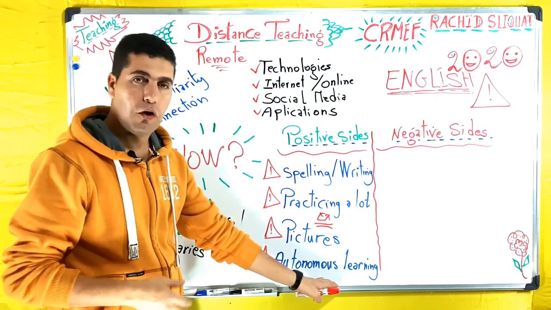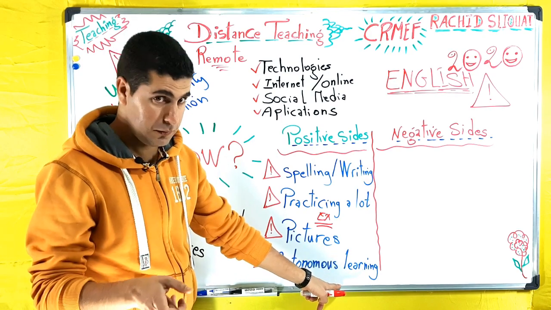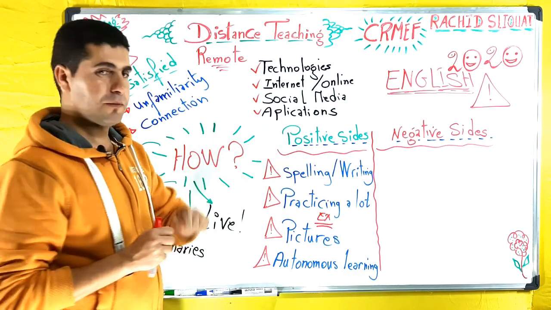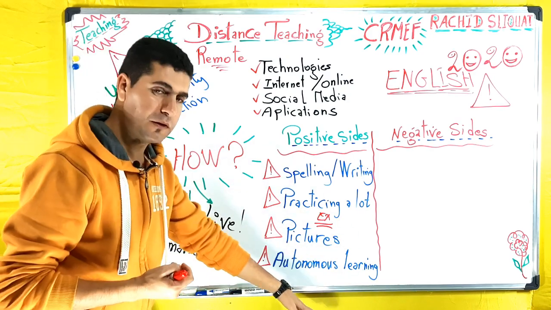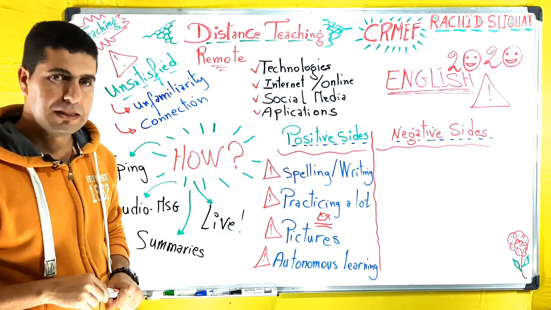Students can also learn at home, they can also learn by themselves, okay? All right, so this is for positive sides. These are just examples you can look for, you can think about different ones, okay? Let's go to the negative sides.